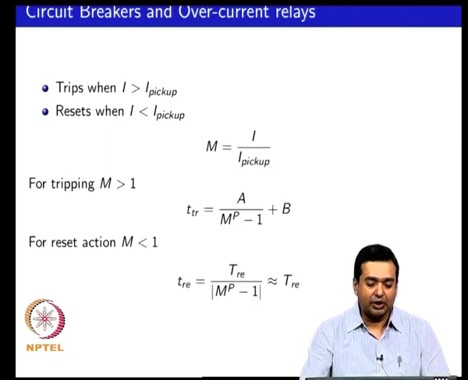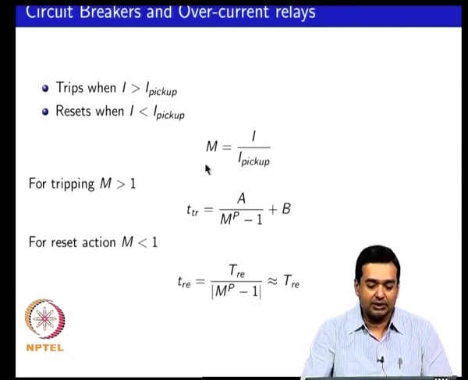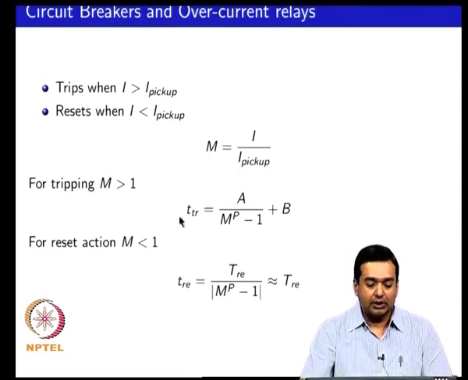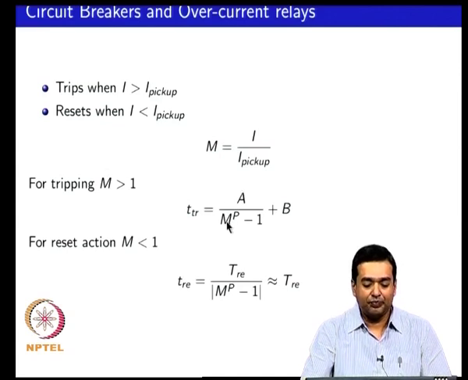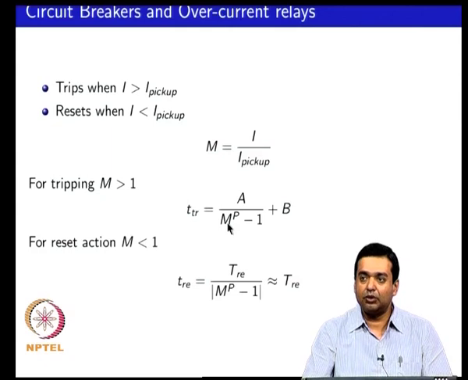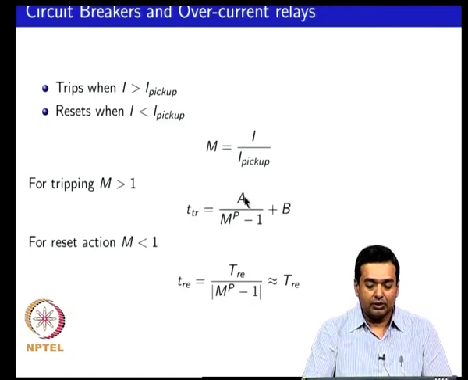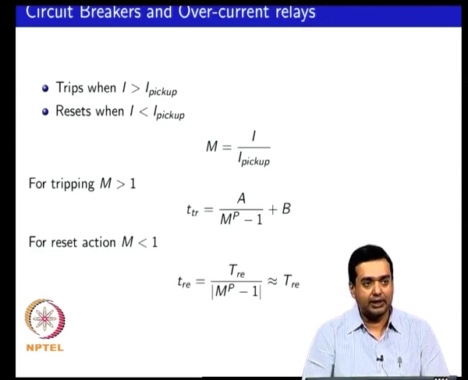So, when the ratio m becomes larger than 1, it initiates a tripping action, and the time required to trip depends on the value of this ratio m. So, the larger the ratio m is, the shorter the time it requires to trip. Okay. The parameters a, b, p, t, r, e are constants based on the type of characteristics that the breaker or the relay is following. So, for m greater than 1 it trips, and for m less than 1 it resets.